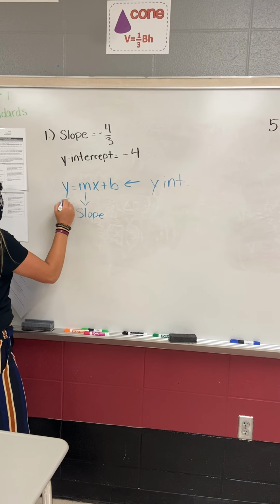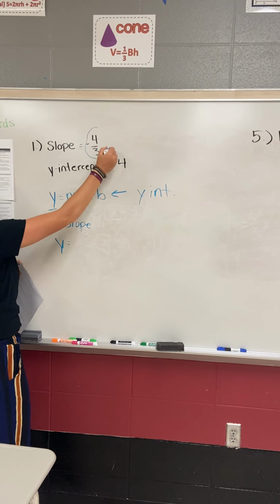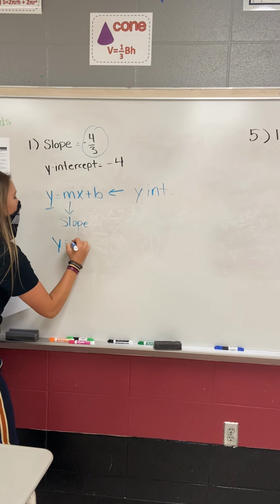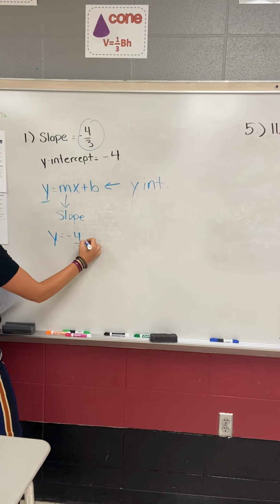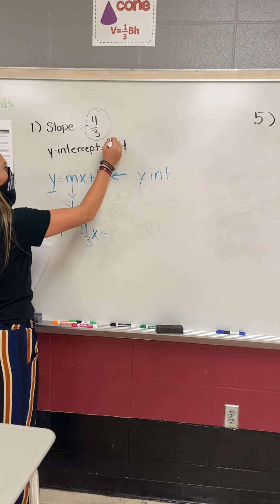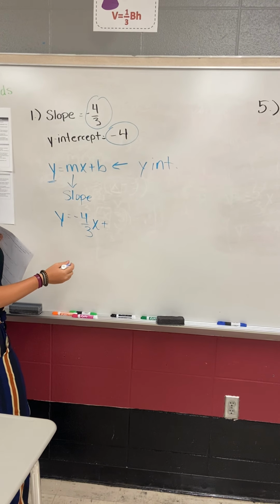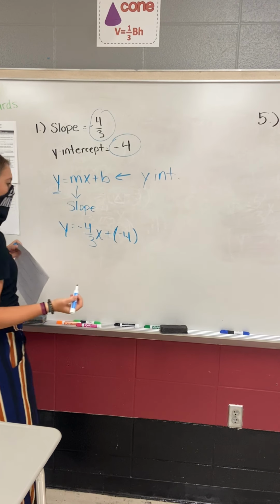So y is going to stay y. Our slope, it tells us our slope right here, -4/3. So y equals -4/3 x stays the same, plus b, which is our y-intercept. Our y-intercept is this -4. So plus a -4. But now we've got to simplify it.